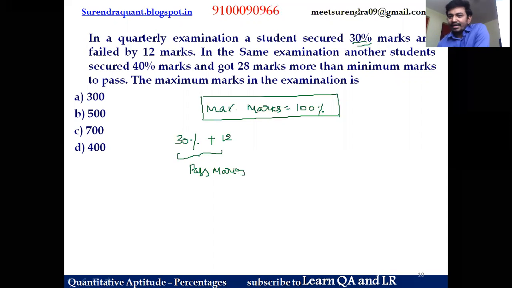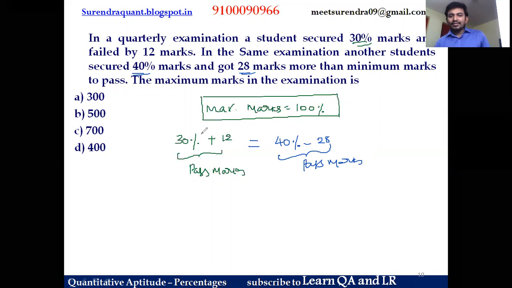What about the other candidate? The other candidate got 40% and got 28 marks more than the minimum pass marks. So the other candidate got 40%, but he is a very lucky guy. He got 28 extra than the pass mark. How to get the pass marks? Whatever extra he got, subtract that to get the pass marks. Now pass marks are the same whether you are a boy or a girl. So pass marks are equal.